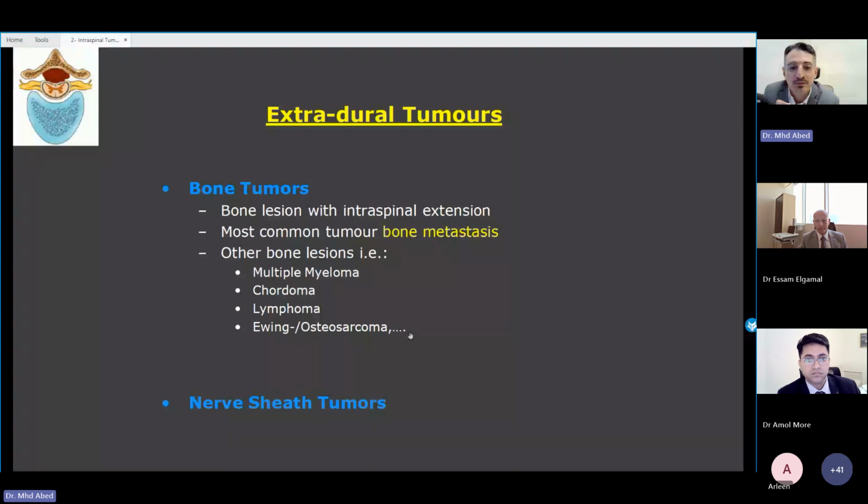It's usually difficult to say from the images itself which kind of tumor. Of course, if there are multiple lesions, most likely metastasis. Then if it's a solitary lesion, we have to look at other imaging features. And the nerve sheath tumor, we have also the schwannoma and neurofibroma. We're going to see some images.